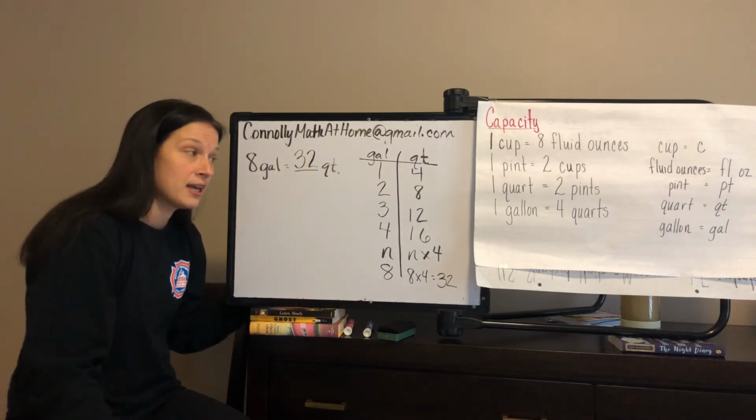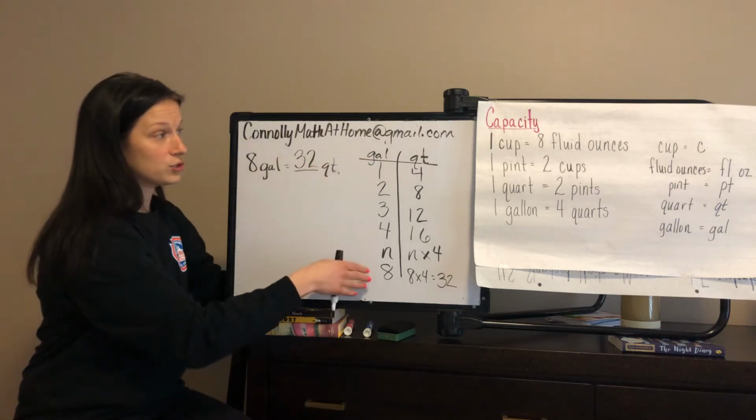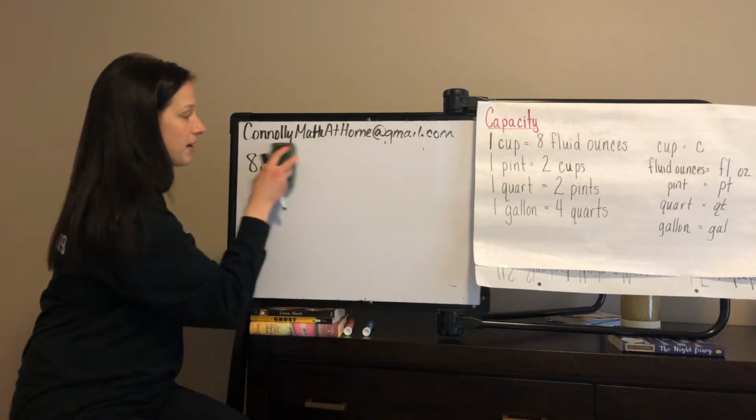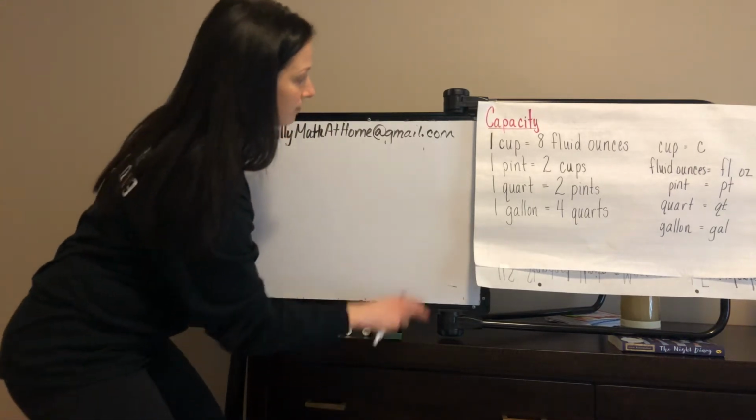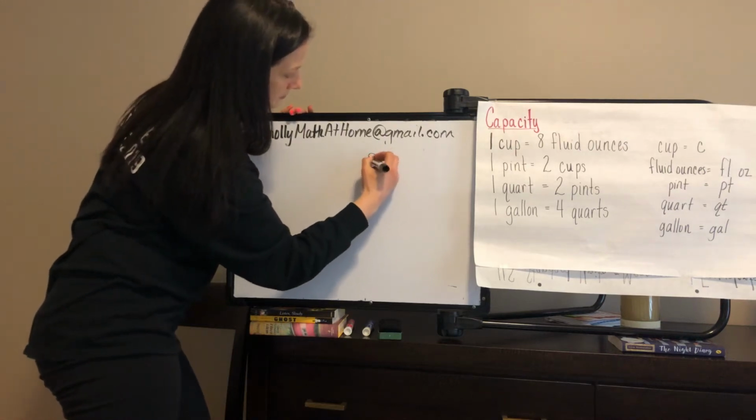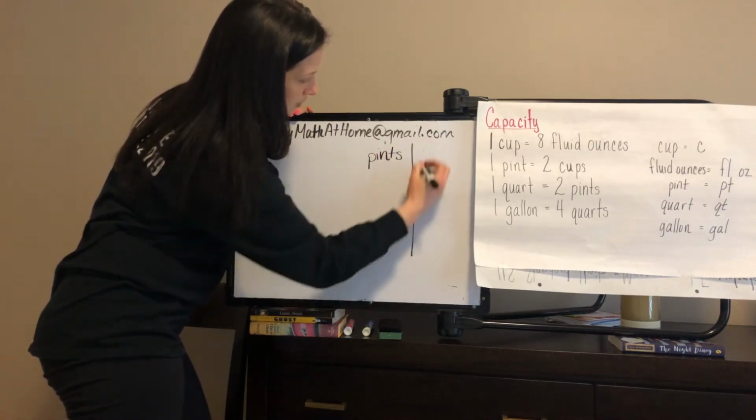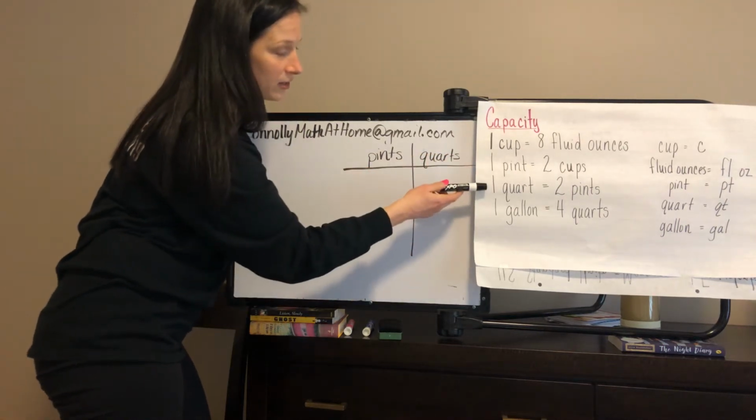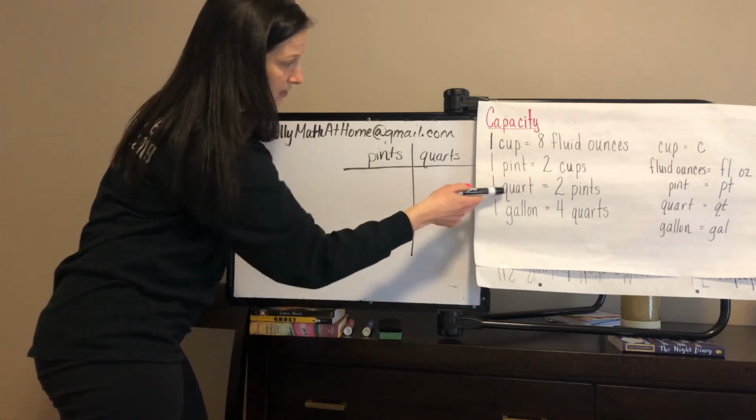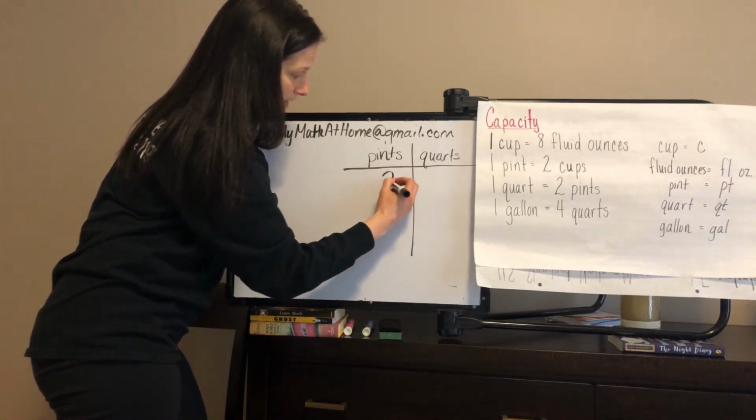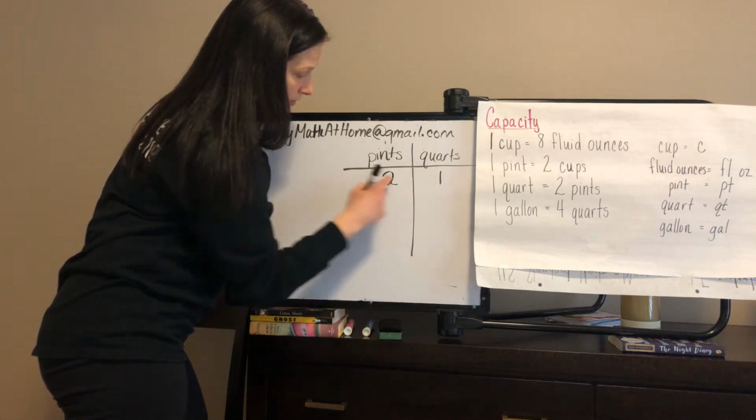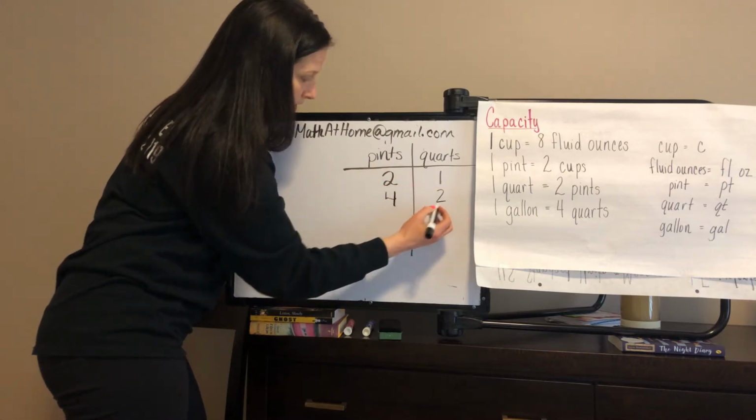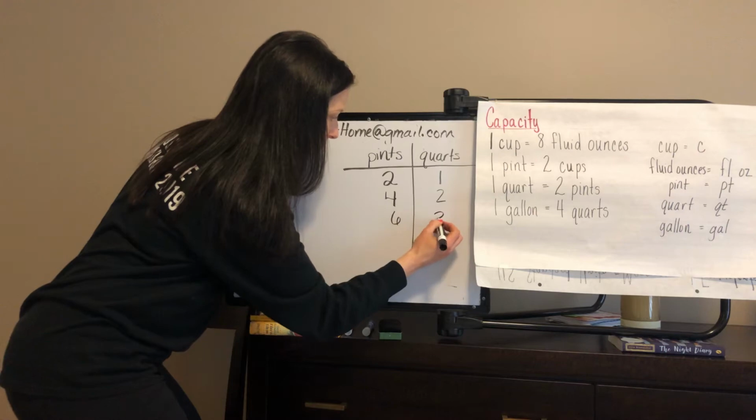Sometimes you're going to get a situation that's a little bit different. So let's think about an input-output table. If we were going from the number of pints to the number of quarts, first you would start by looking at your reference sheet, how many pints and how many quarts. So every time I have 2 pints, I have 1 quart. So if I add another 2 pints, I add 1 quart. Every time I add 2 pints, it's 1 more quart.